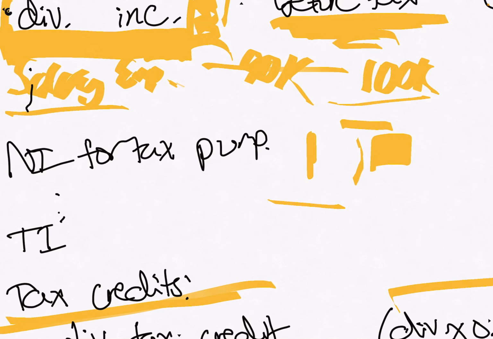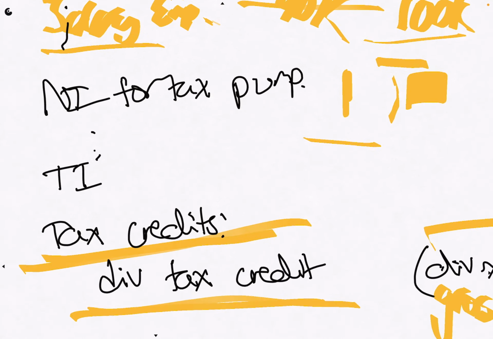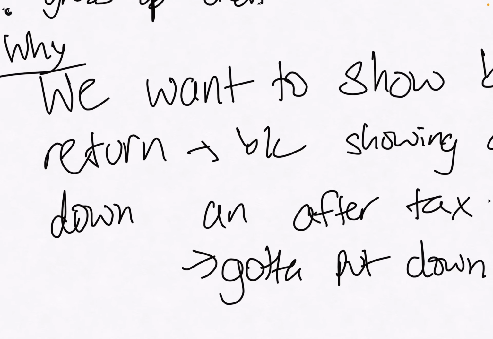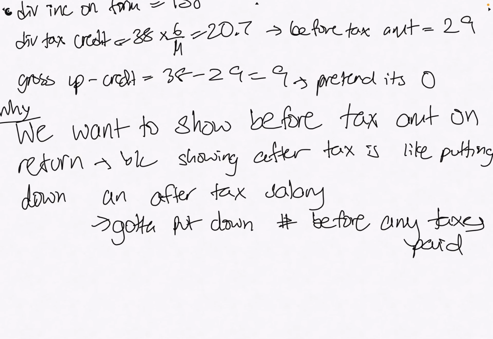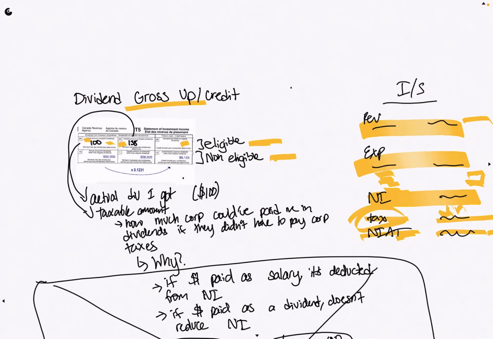So basically the gist of the dividend gross up is to report the before tax amount, even on the before tax amount the company had. So yeah, that's that. We want to show the before tax amount on the return because showing after tax is like putting down an after tax salary. You have to put down the number before any taxes are paid. Is this it? I think so.